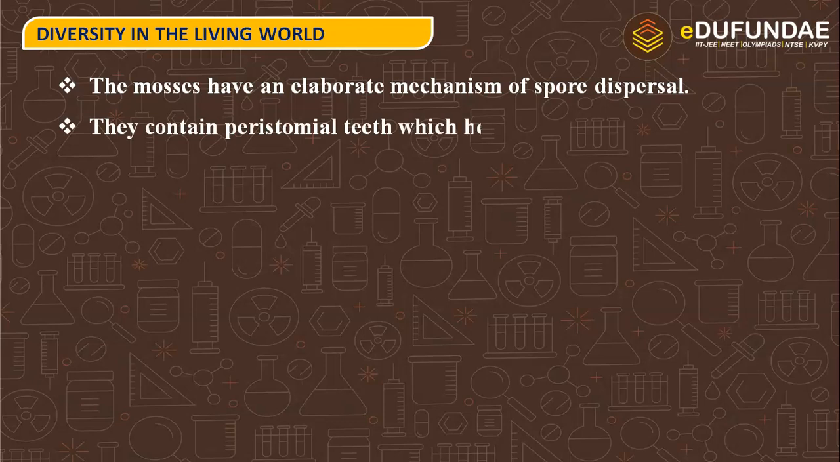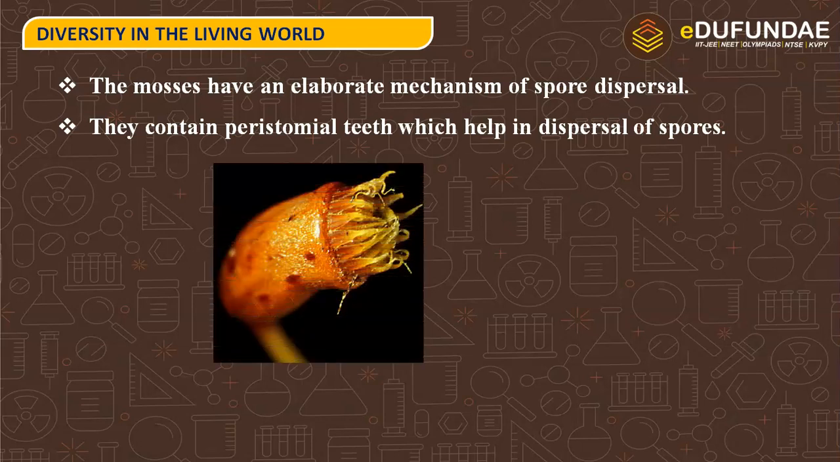So how do they disperse the spores? They contain peristomial teeth which help in the dispersal of spores. In the liverworts and hornworts, we saw a structure called the elater or pseudo-elater, which helped in spore dispersal. But in mosses, the criteria is a little different. There is a special structure called the peristomial teeth which helps in the dispersal of spores. So here you can see this peristomial teeth-like structure, helping in the dispersal of the spores.